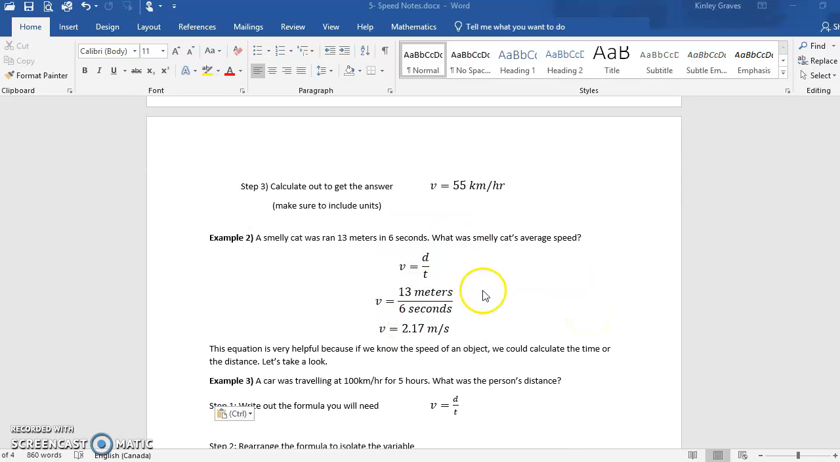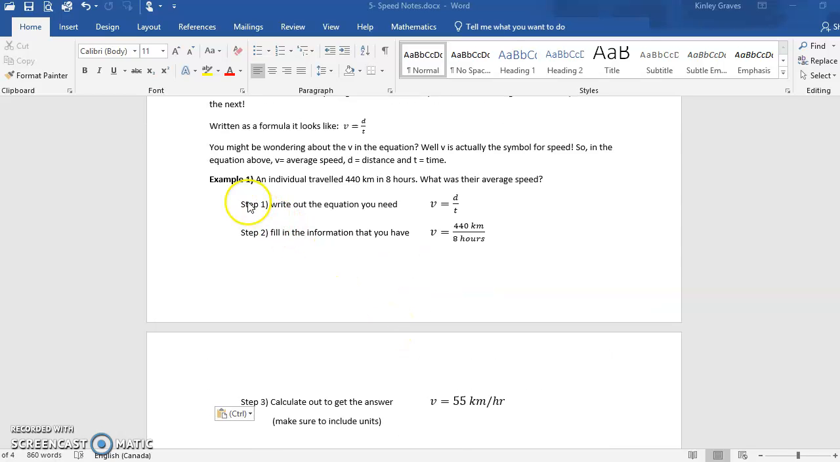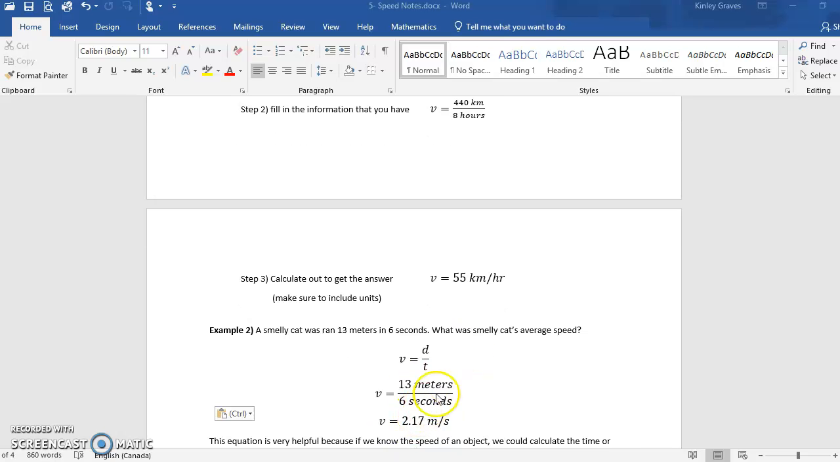Let's look at another one, just shortened up here. You don't always need to write out step 1, step 2, step 3, but you should write things out like this so that you can get full marks. It helps clarify and keep your understanding of what you're doing in that equation.